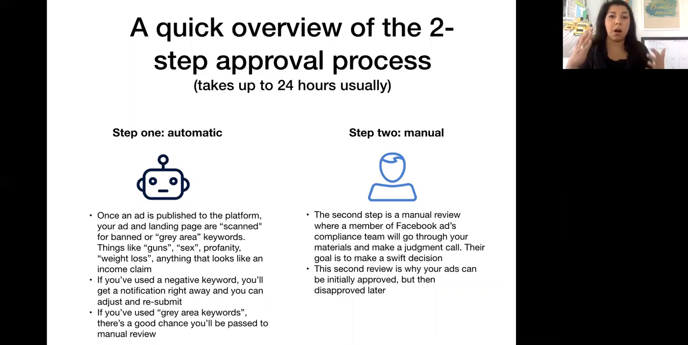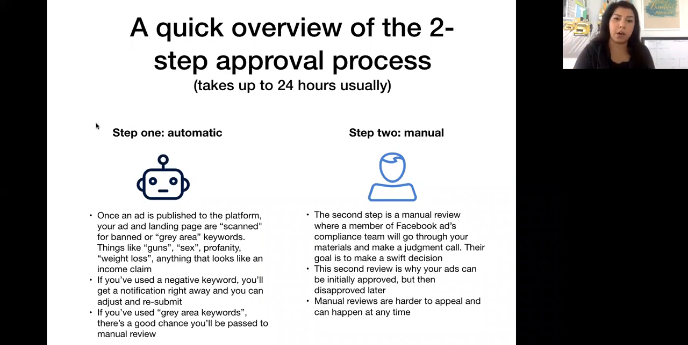So this is also the reason why a lot of people have said, how come my ads get approved and then they run for like a week? And then all of a sudden they're disapproved. And this is why, because of the manual review process. This can happen at any time when you're running an ad, and they're harder to appeal than an automatic no. You do always want to write your copy assuming you're going to go to a manual review.